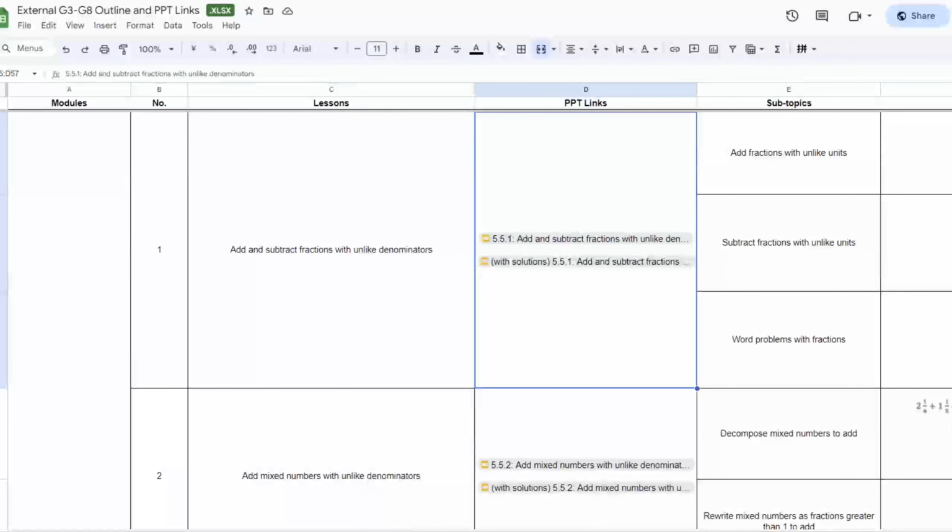You'll notice that there are sometimes 2 PowerPoints linked instead of 1. For these lessons, you can choose the PowerPoint that comes with the solutions or the one that does not. Choose whichever PowerPoint you are the most comfortable working with.